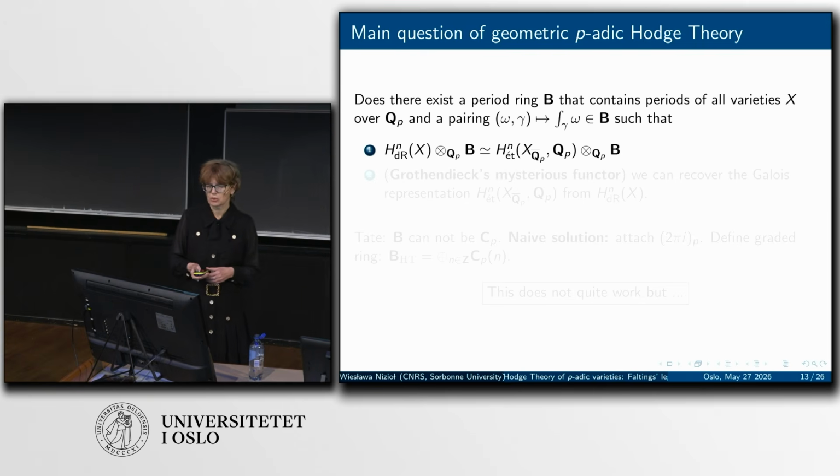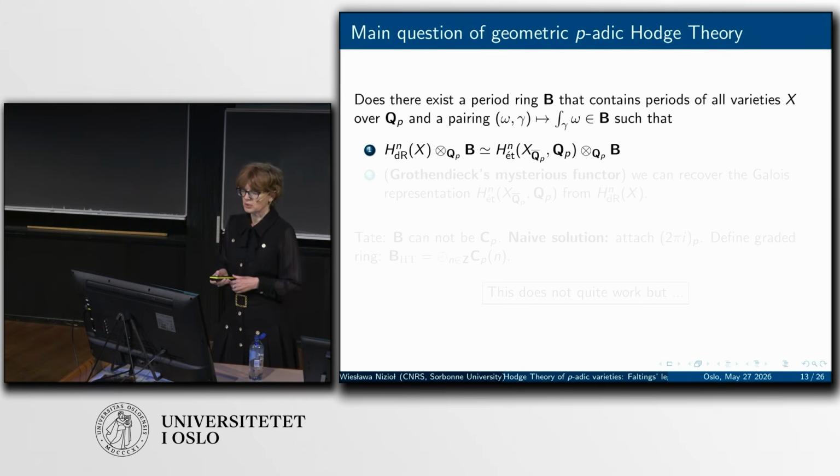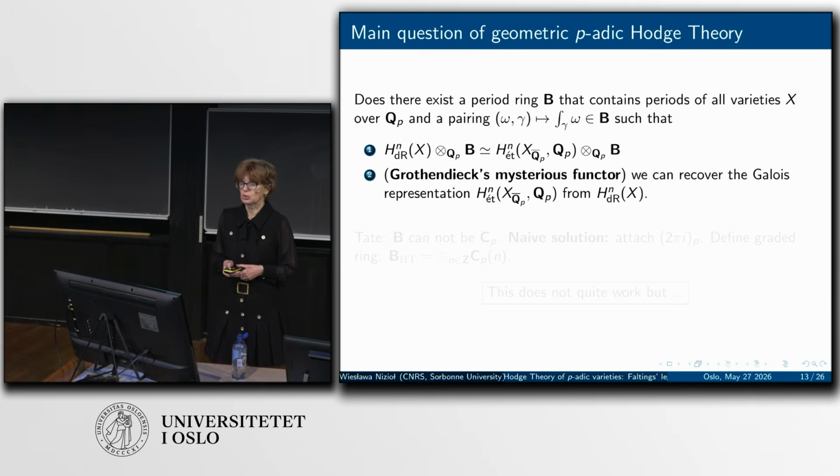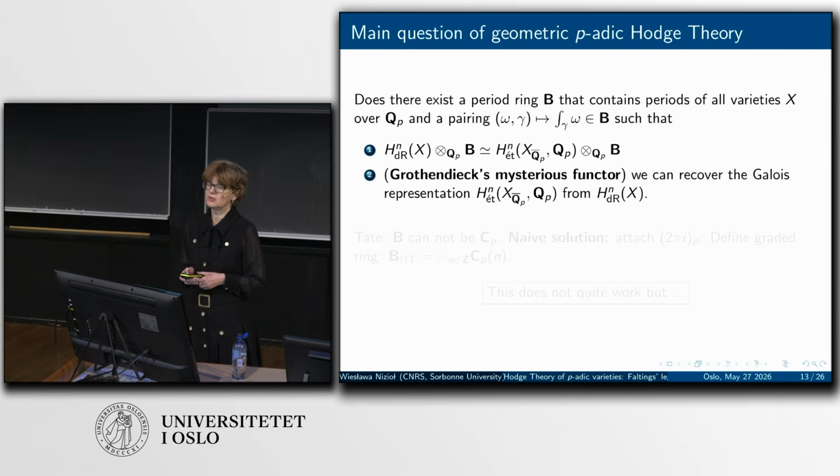So what do we want to find in p-adic Hodge theory? The first point is that we want to find a ring B, which we call a ring of periods, which should contain periods of all varieties defined over Q_p, and there should be a pairing between de Rham cohomology and étale cohomology with coefficients in this period ring, and this morphism should be an isomorphism. Moreover, that's not everything. That's the easier part. The more difficult part is that this isomorphism should be strong enough that you can recover one cohomology from the other. In particular, you should be able to recover étale cohomology with the Galois representation from de Rham cohomology.